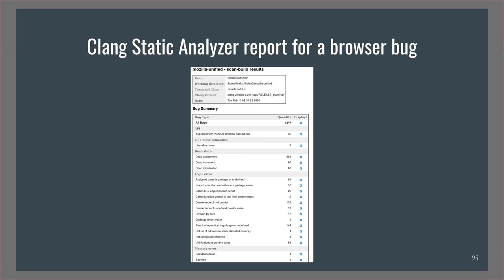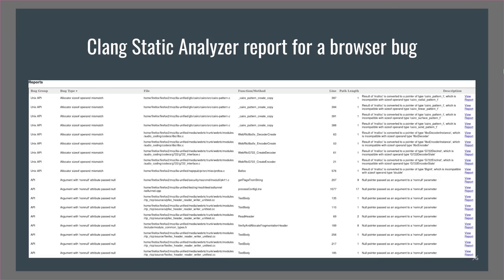Here's what you get when you run Firefox's default Clang checkers on the browser as of about a year ago. This is a summary of all the different kinds of bug reports, like here, use after move, that's a C++ specific check. This is just looking for dead assignments, dead increments, etc. Then if you scroll down, there's a list of individual bug reports.